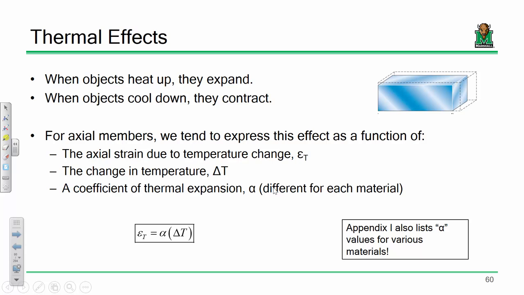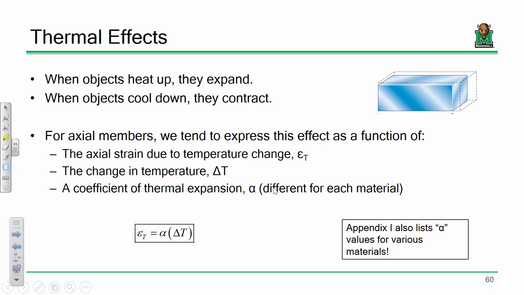But the idea goes back to basic chemistry. When objects heat up, they expand. When they cool down, they contract, okay? So if I take an element, an axial member or whatever, and I apply heat to it or reduce its temperature, it's going to change volume accordingly. For our purposes, we define a constant called alpha, okay? That alpha relates a member's strain, so change in length over the original length, to the change in temperature, okay? So basically alpha will tell you how much strain you can expect per degree change.